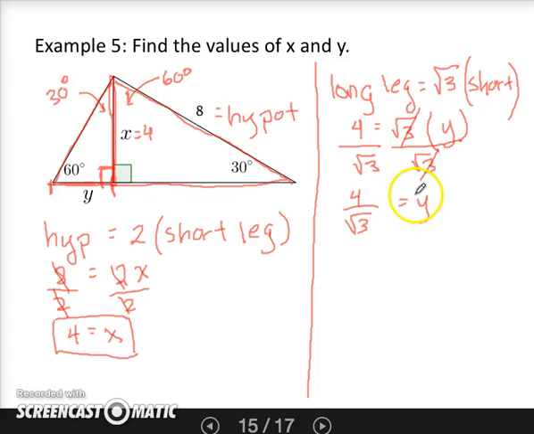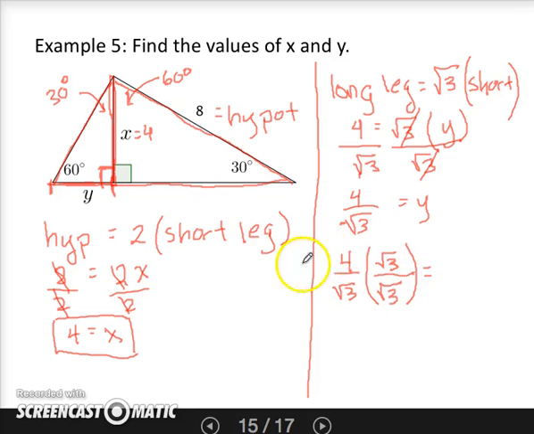But wait a second. Remember the simplest radical form video where we learned that mathematicians don't like radicals left in the denominator. So we have to simplify this answer before it's going to be perfect. So let's take 4 over the square root of 3 and multiply it the way I showed you. We can multiply anything by 1, but we're going to write 1 in the form of square root of 3 over the square root of 3.